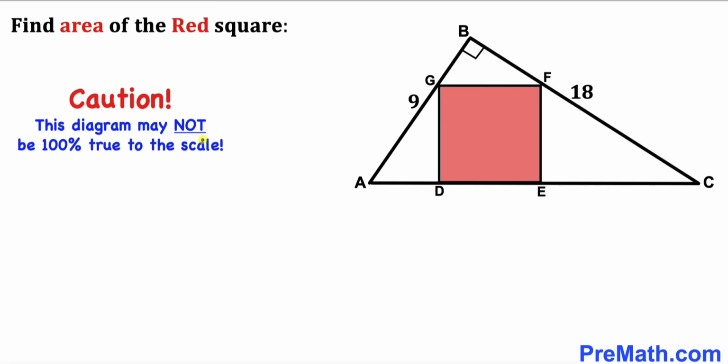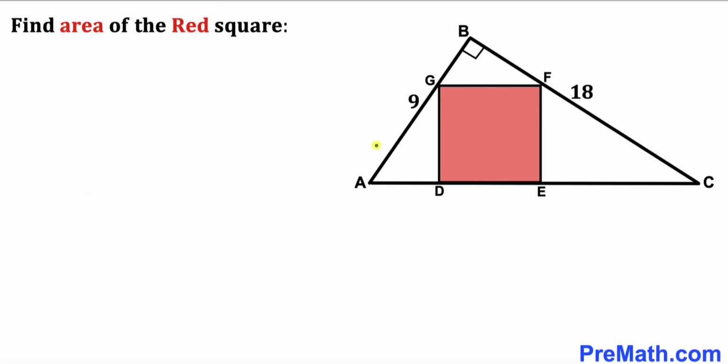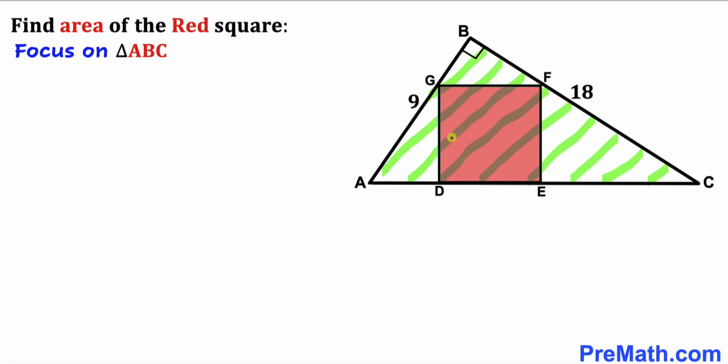Please keep in mind that this figure may not be 100% true to scale. Let's go ahead and get started. And here's our very first step. Let's focus on this right triangle ABC, whose side lengths are 9 and 18. And now we are going to calculate its third side length AC.